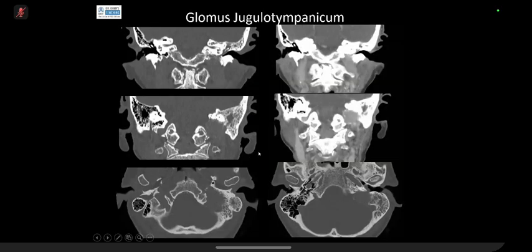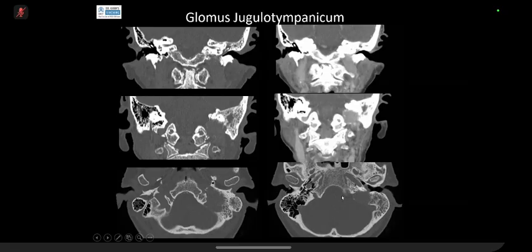Key point to remember: on a CT scan, develop your eyes to look for permeative bony destruction. They are slow growing tumors, they grow over years, but because of their vascularity, they cause permeative bony destruction like this.